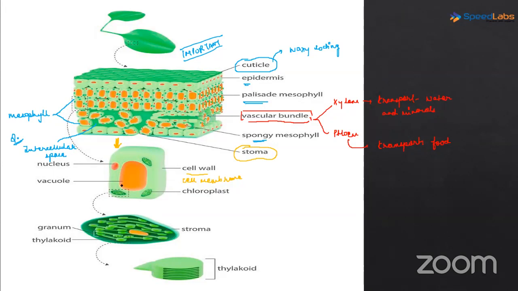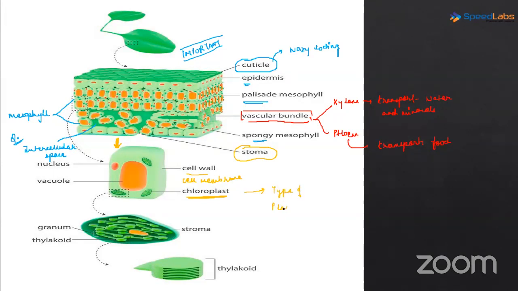There is a nucleus, and now these green structures that you see, what are these? These are chloroplasts, the cell organelles in which the chlorophyll pigment is present, in which the process of photosynthesis is happening. These are chloroplasts. Now, what are chloroplasts? Chloroplasts are a type of plastids.